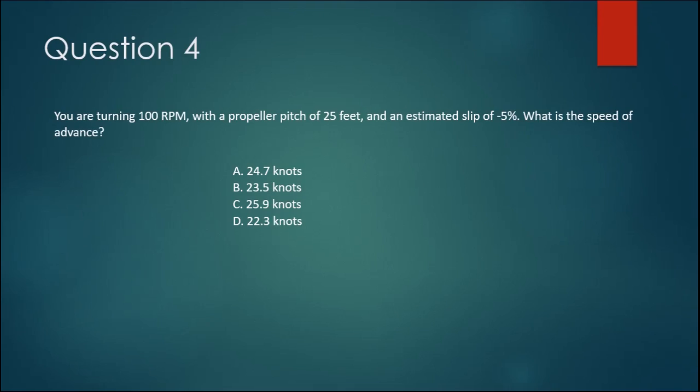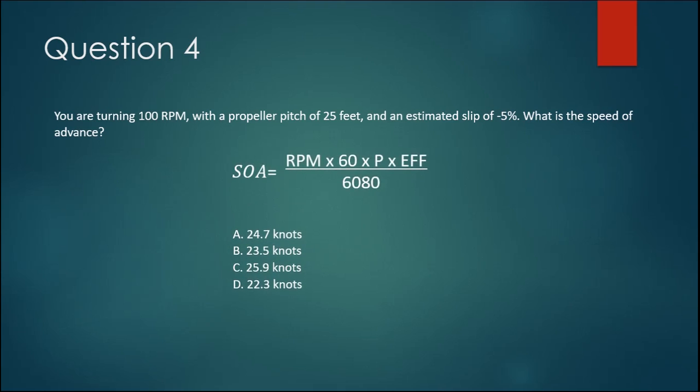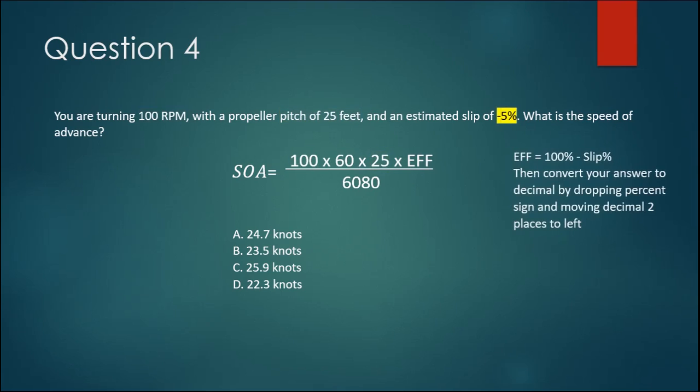Okay, question four gives us an estimated slip of -5%. So let's work through this one. Start out the same way by using our formula and plugging our numbers in. Now the efficiency of -5%: remember, efficiency is 100% minus the slip percent, and when we subtract a negative, we actually add it. So 100% minus -5% equals 105%. 105% converted to a decimal is 1.05. So we'll plug that into our formula.